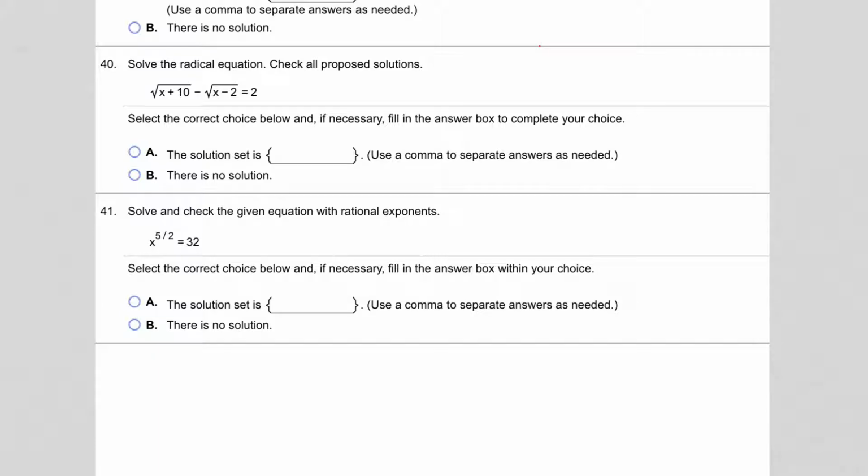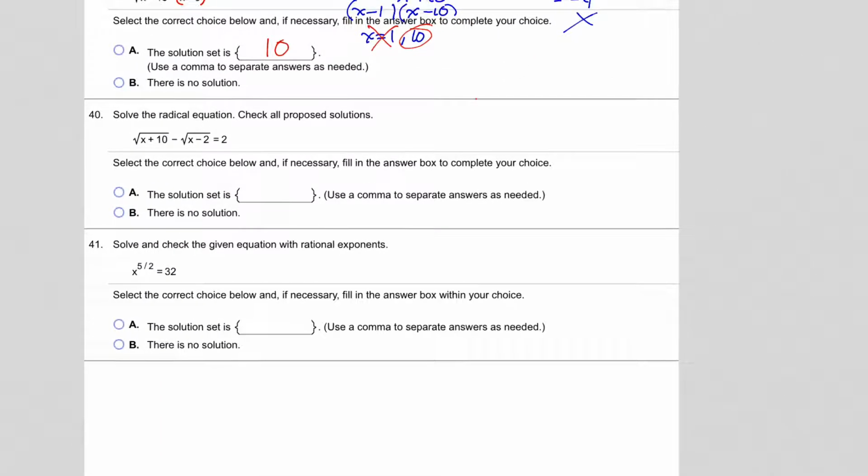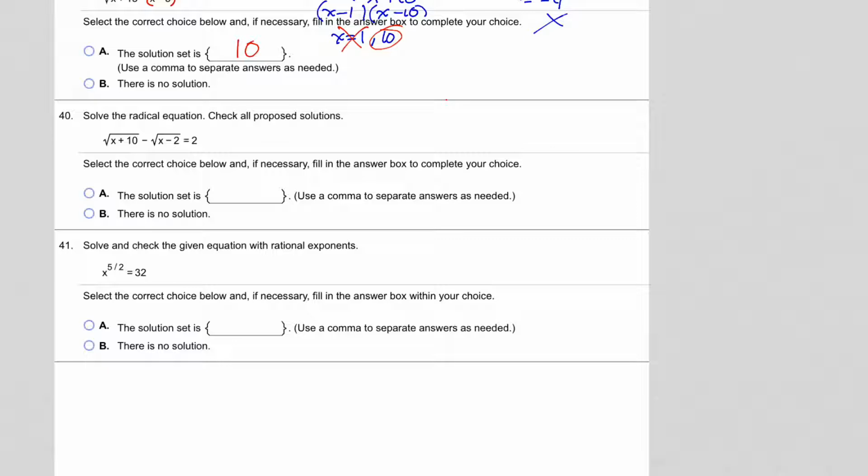Number 40. All right, this is the big guy, and I need a lot of room for this. So I'm going to have to shrink this down a little bit. So we need to isolate. So we're going to move this guy to the other side. Then we square both sides. So I'm going to work back up here. So the left side is x plus 10. The right side is going to be x minus 2.